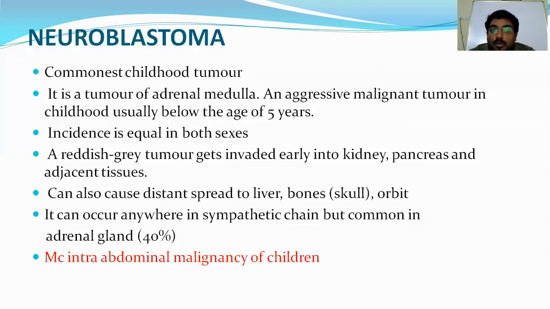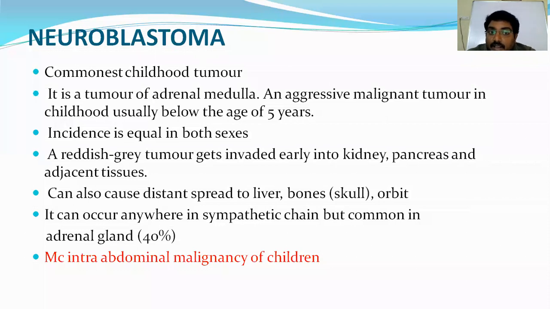Neuroblastoma is the most common childhood tumor and it is a tumor of the adrenal medulla, an aggressive malignant tumor in children usually below the age of 5 years. The incidence is equal in both sexes. It is a reddish gray tumor that invades early into the kidney, pancreas and adjacent tissues. It can also cause distant spread to liver, bones and orbit.